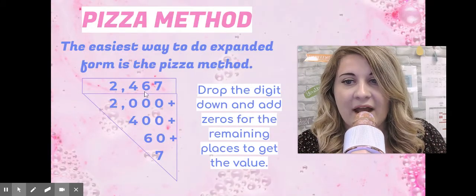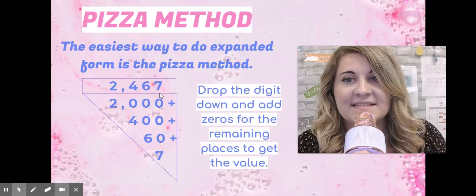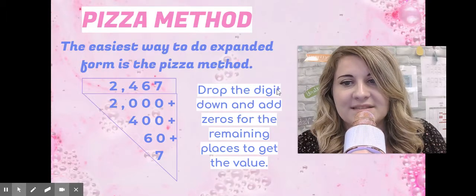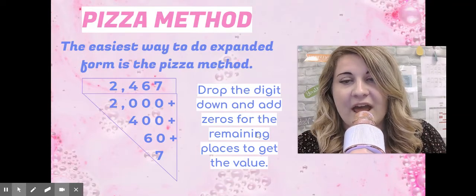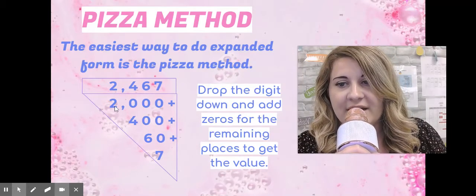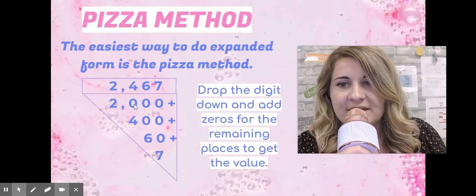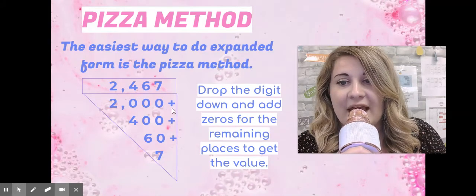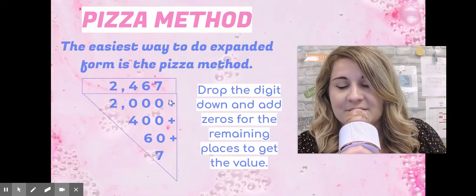You write your number at the top, and instead of just writing out 2,000 plus 600 plus 400 plus 60 plus 7 out to the side, this is what you do. You start with the 2 and you drop it straight down, and then you change the 4 to a 0, the 6 to a 0, and the 7 to a 0 to get 2,000. And add a plus sign. Don't forget that plus sign, it's important.